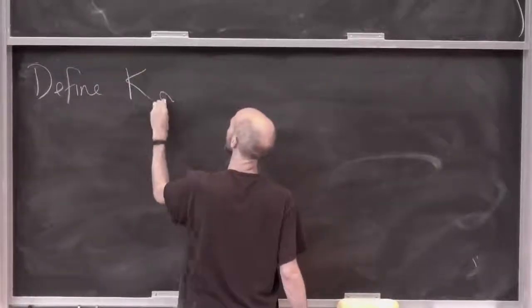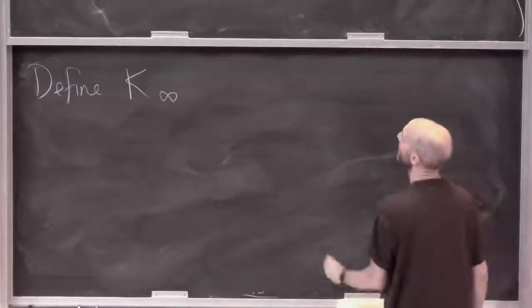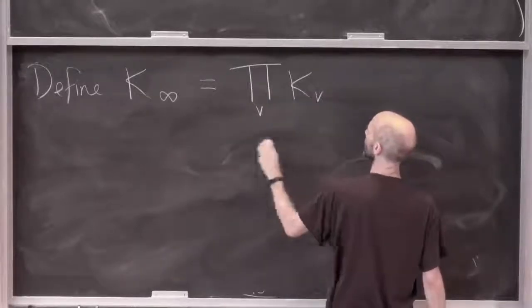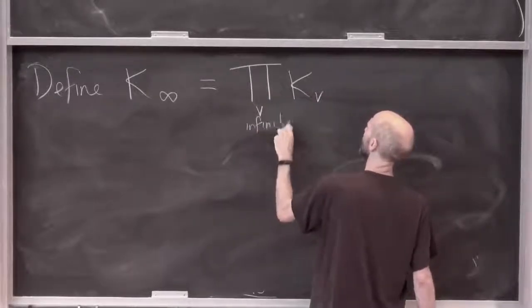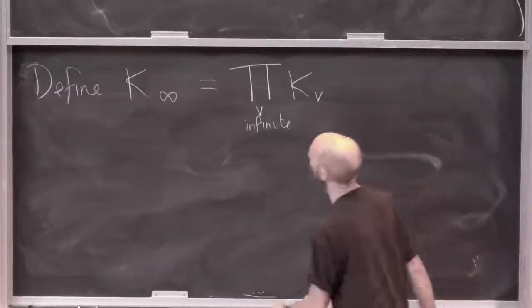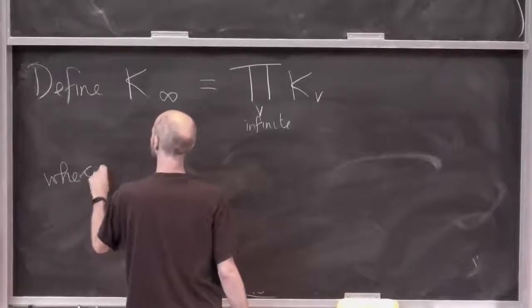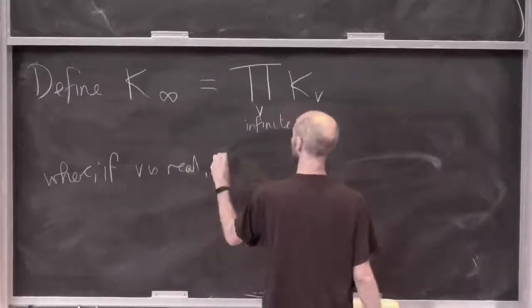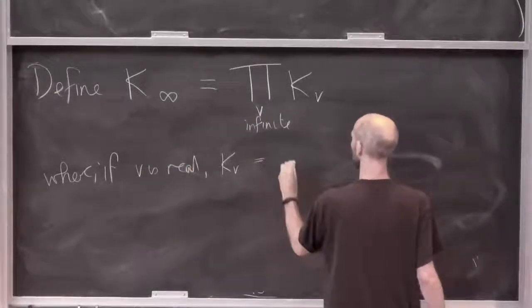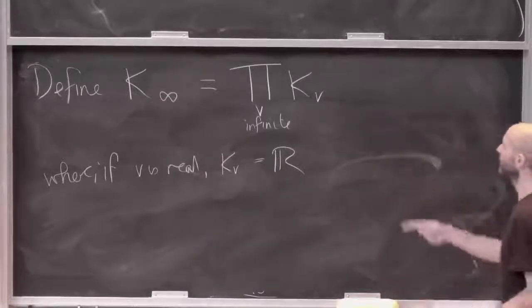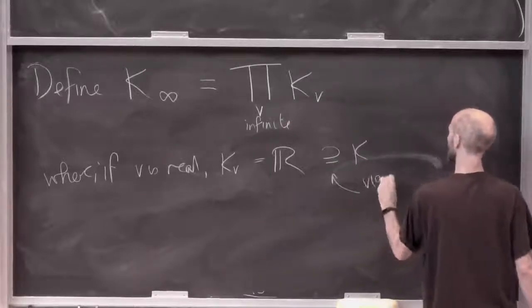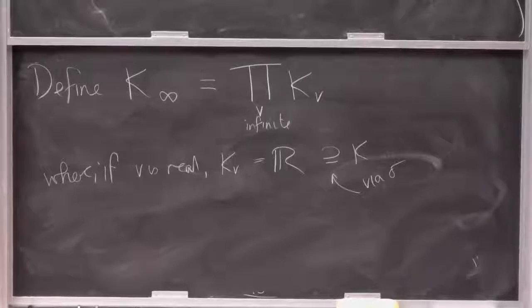Let's define K infinity to be the product over V infinite of K_V. So I better say what K_V is, where if V is real, then K_V is just the reals, right? And it contains K via sigma. So K_V always has a copy of K in it.